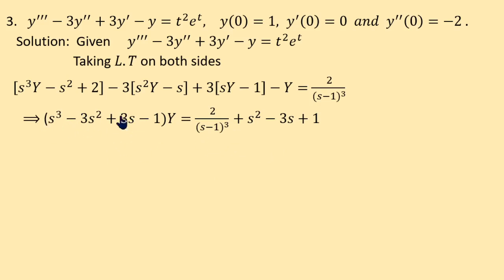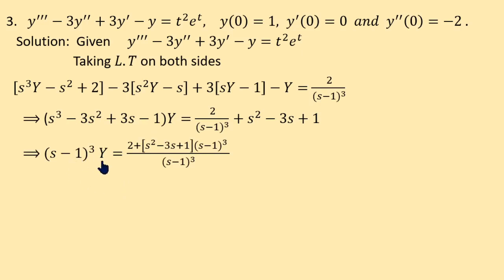Now, how do we find these factors? When you substitute in a calculator, you get only one root, but it is a cubic equation, so there are three roots. All the roots are the same: 1, 1, 1. S equal to 1, s equal to 1, s equal to 1. The factors are s minus 1, s minus 1, s minus 1. So s cube minus 3s square plus 3s minus 1 is (s minus 1) whole cube.